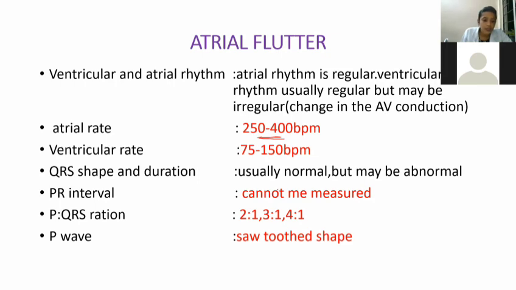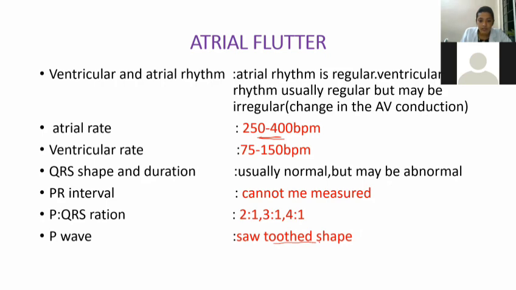In the PR interval, the PR interval cannot be measured at all. Why? Because the P to QRS ratio, normally, should be 1:1. For one P wave, there should be one QRS complex. But here in atrial flutter, the P to QRS ratio will be 2:1, 3:1, or 4:1. That means 2 P waves can be present for one QRS complex, or 3 P waves for one QRS complex. So this is one of the characteristic features of atrial flutter.